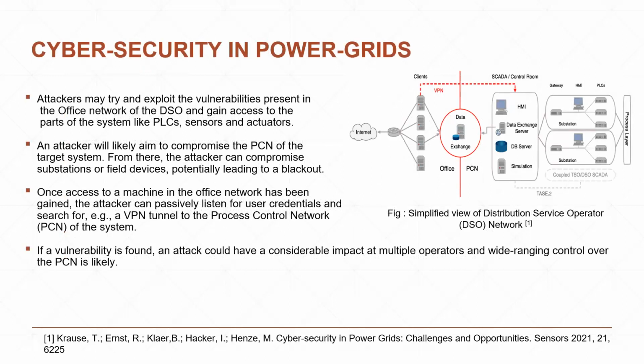The figure here shows the basic overview of the distribution service operator's network, which can be called DSO. This can be divided into the office network, which communicates with the outside world through the internet, and the process control network, which consists of the major functional blocks like SCADA systems, PLCs, sensors, and actuators, which actually control the power grid. Attackers may try to exploit the vulnerabilities present in the office network of the DSO and gain access to the inner parts of the system. From there, the attacker can compromise substations or field devices, potentially leading to a blackout.